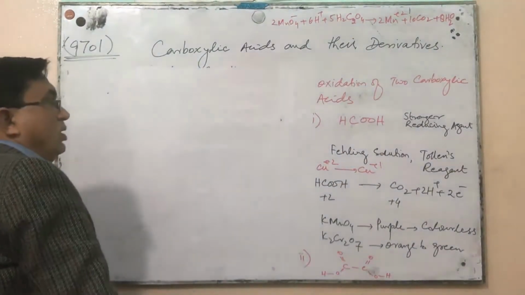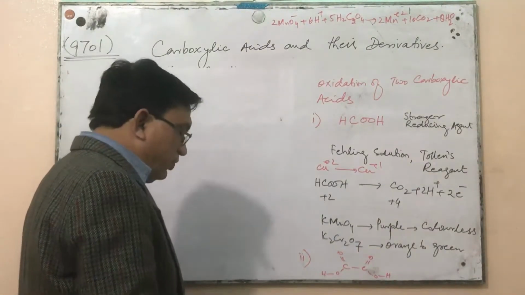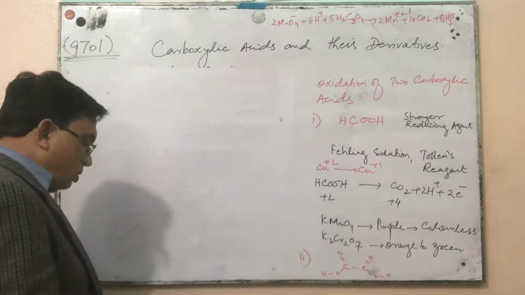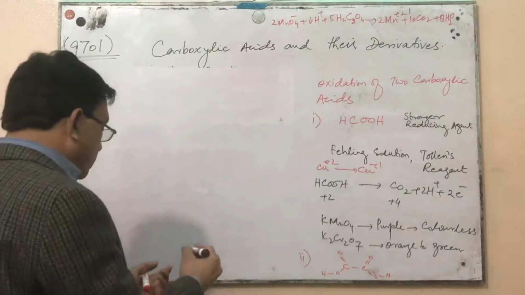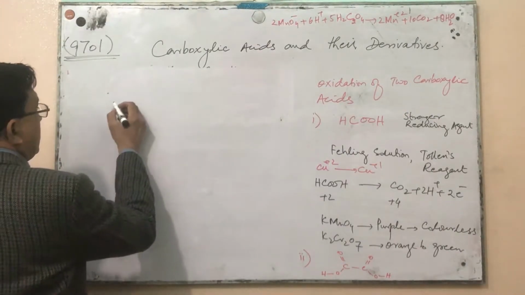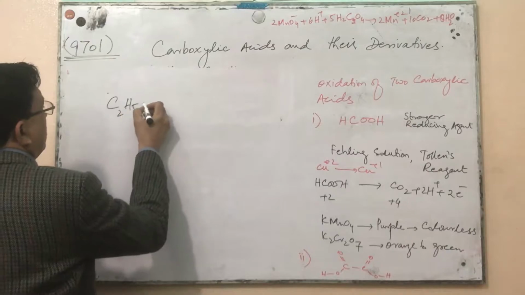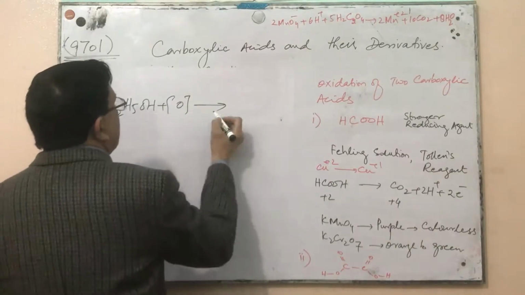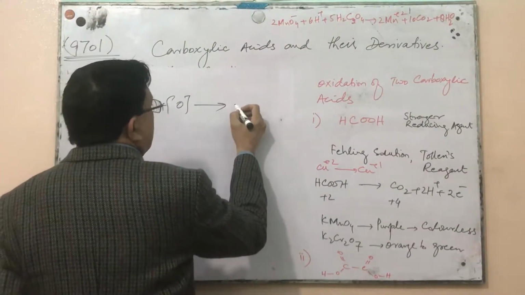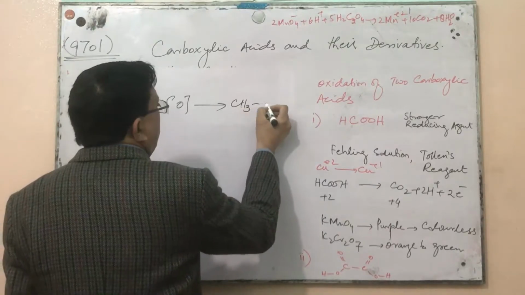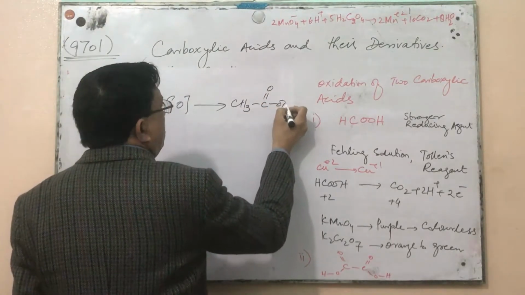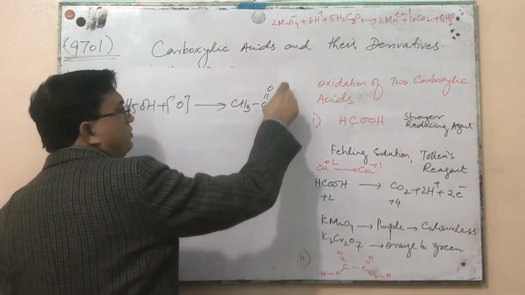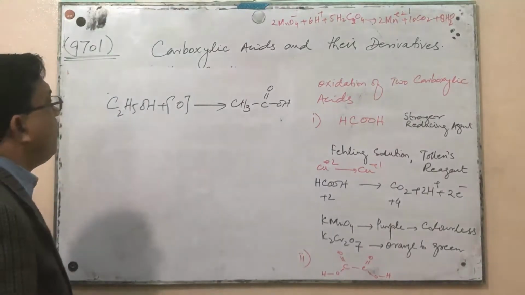Next, there are two carboxylic acids which are a little bit stronger reducing agents than the normal carboxylic acids. For example, we know that in the case of alcohols, we have already learned that if we oxidize an alcohol, it will be transformed into a carboxylic acid, which on further oxidation will not respond; further oxidation of this carboxylic acid cannot be performed.